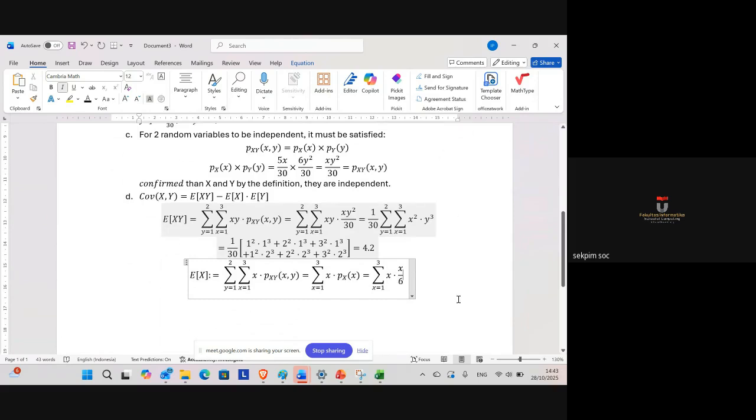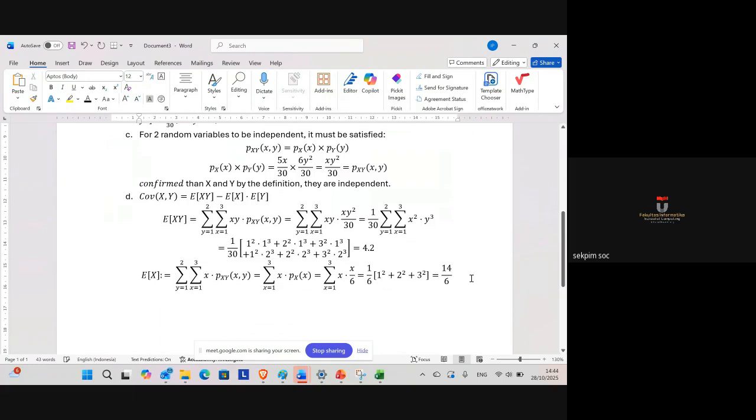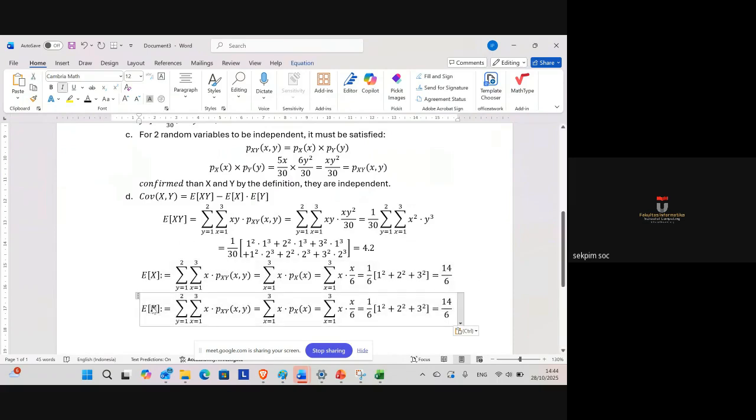Okay, so you will get this equal to 1 over 6, and you have an x squared here. So 1 squared plus 2 squared plus 3 squared is equal to 1 plus 4 plus 9, 14. 14 per 6. Okay, so this is the expectation of x, and a similar thing for the expectation of y.